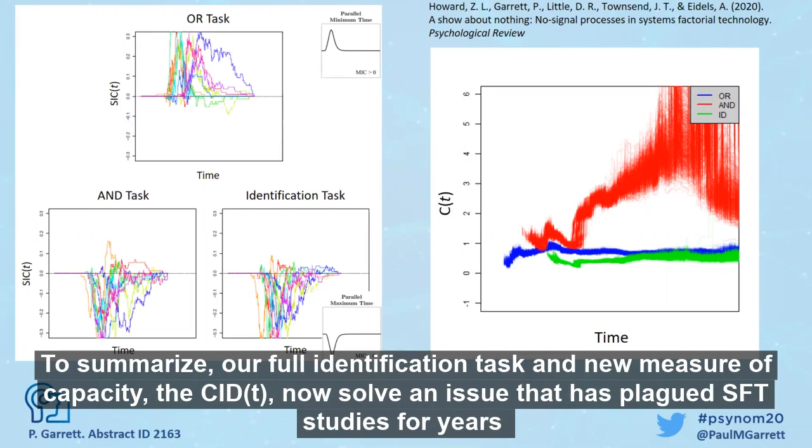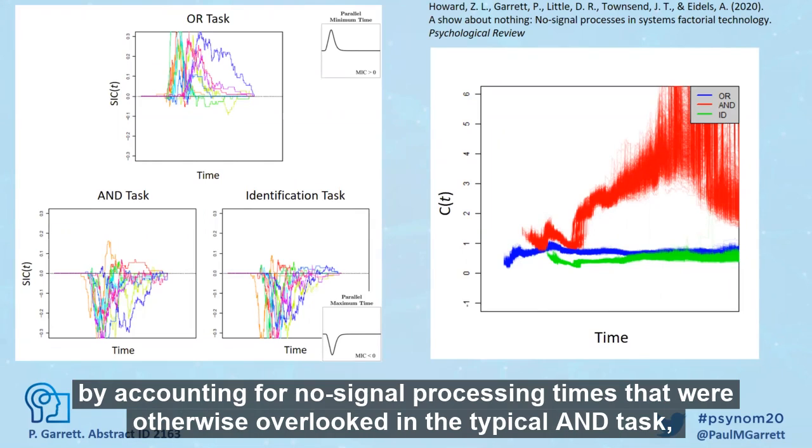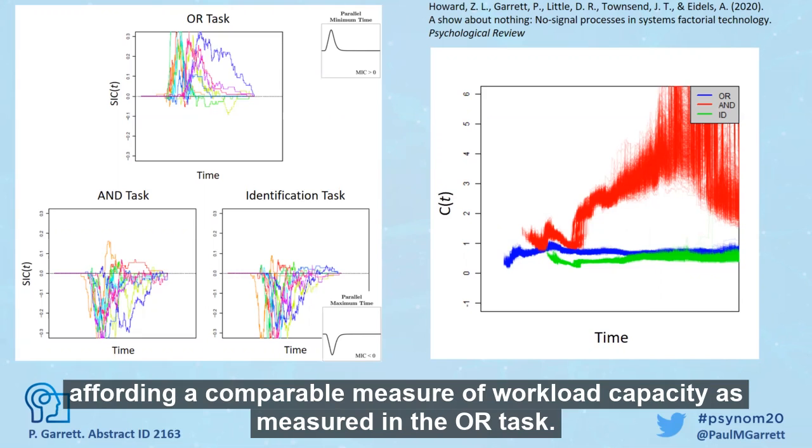To summarize, our full identification task and new measure of capacity, the C_ID(t), now solves an issue that has plagued SFT studies for years by accounting for no signal processing times that were otherwise overlooked in the typical AND task, affording a comparable measure of workload capacity to the OR task.